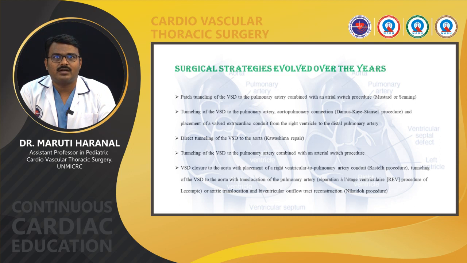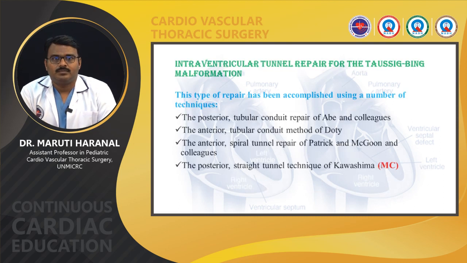These are the different surgical strategies which have evolved over the years for a DORV with subpulmonary VSD, otherwise called the Taussig-Bing variant. Let us look into the most common surgical procedure performed in cases of Taussig-Bing malformation. Interventricular tunneling. This type of repair has been accomplished by using a number of techniques: the posterior tubular conduit repair of Abbott and colleagues, the anterior tubular conduit method of Doty, the anterior spiral tunnel repair of Patrick and McGoon, and the posterior straight tunnel technique of Kawashima, which is most commonly performed.